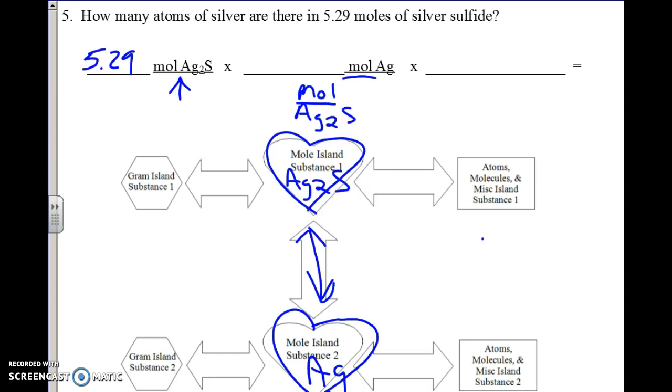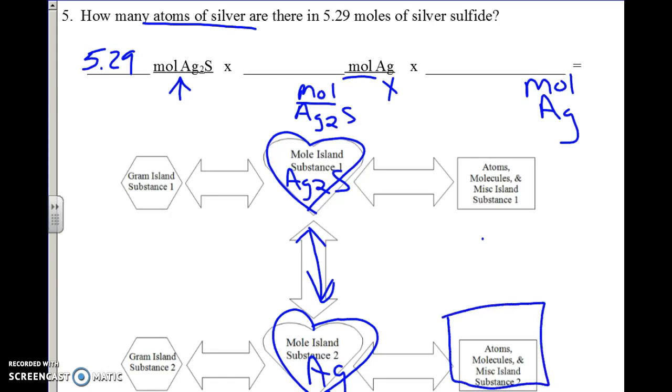But this problem wants atoms of silver. So we have to go one step further. Whatever I have for a label right there, I put for a label down here. So moles of silver. And at moles of silver, I can go over to atoms. So I can go right over here to atoms, and I have to go across this bridge. So I can write atoms of silver right here.